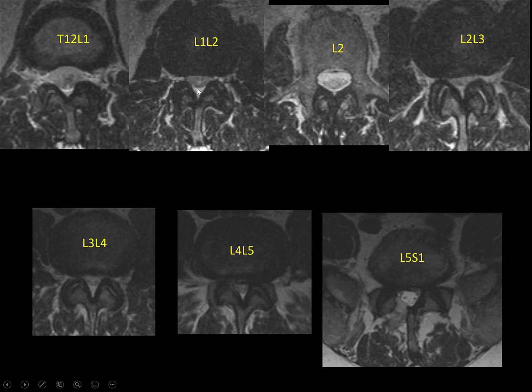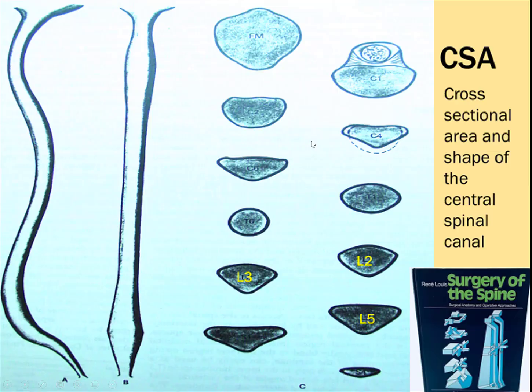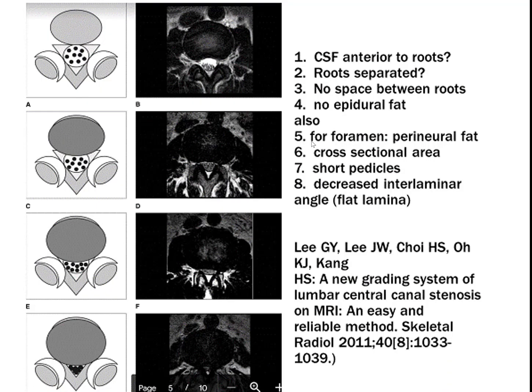You see, even at this level, no CSF anterior to the roots, and compared to T12-L1, there's plenty of CSF anterior to the roots. So what do you think of that? Have you ever heard of this before? It's very helpful, don't you think? Epidural fat pad, I've heard.